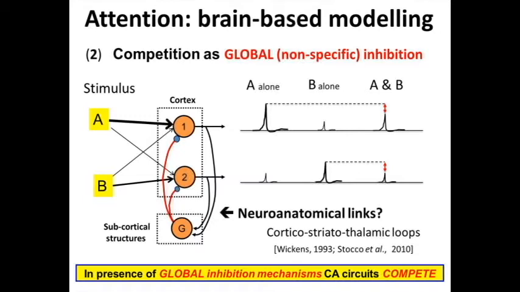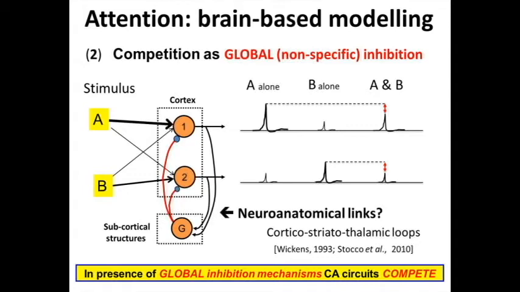So we're left to ask, is there any actual evidence of such circuitry in the brain, biologically speaking? And as you might have guessed from the fact that I'm presenting this stuff in the first place, the answer is yes. It turns out that a series of studies identified circuits just like this between the cortex and subcortical structures, specifically the thalamus and the basal ganglia.